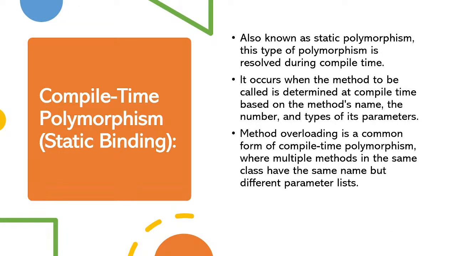There are two types of polymorphism here. Compile time polymorphism, nothing but static binding. So what is it? Static polymorphism is resolved during compile time. So when is it resolved? It is during the compile. It occurs when the method to be called is determined at compile time based on the method name, the number and the type of its parameters. In simple language, it is nothing but method overloading. Method overloading is a common form of compile time polymorphism which we have, right?